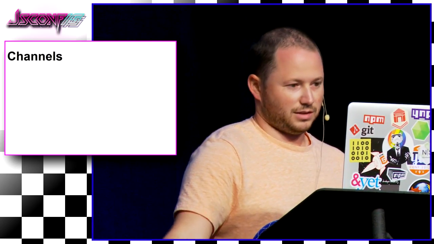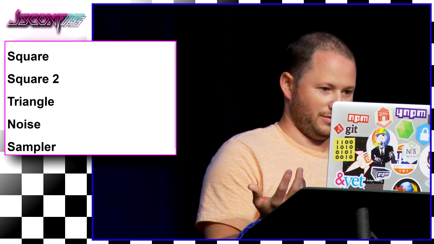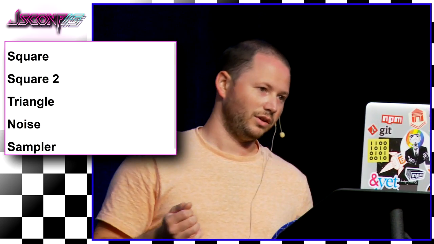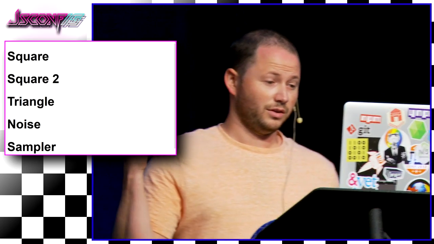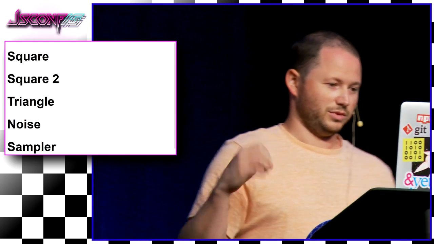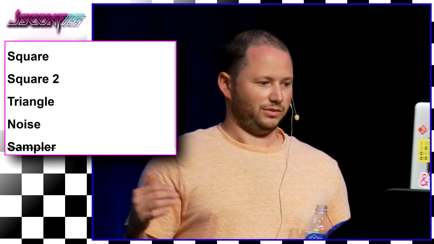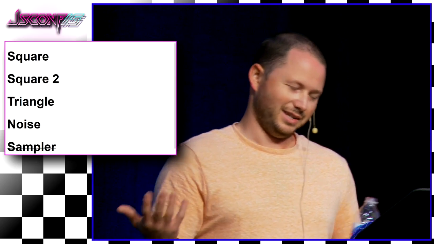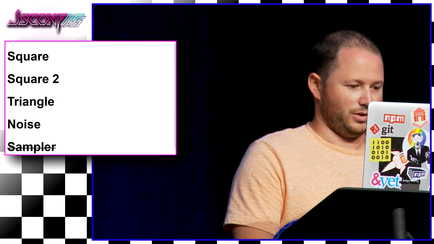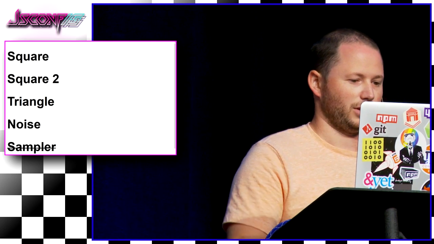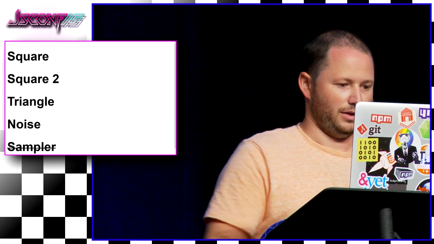So really quickly, how many channels are there? Yeah, 5: 2 squares, a triangle, noise, which is just random noise, and a sampler. I did not do the sampler because it takes up a lot of memory and I didn't really figure out how it works. So I'm just going to be working with these for now.